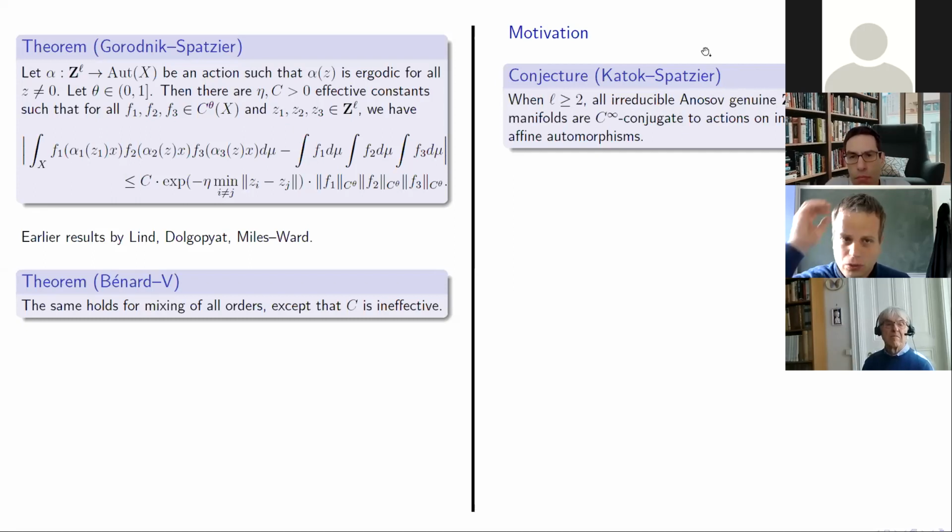I'm not going to explain all the terms in this conjecture. Actually, I think that the meaning of some of the words is kind of deliberately vague. So part of the problem is to work out what you need to assume for this to be true.